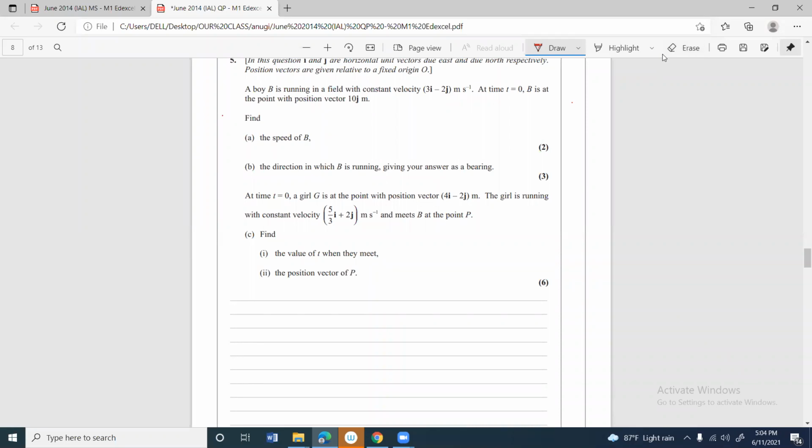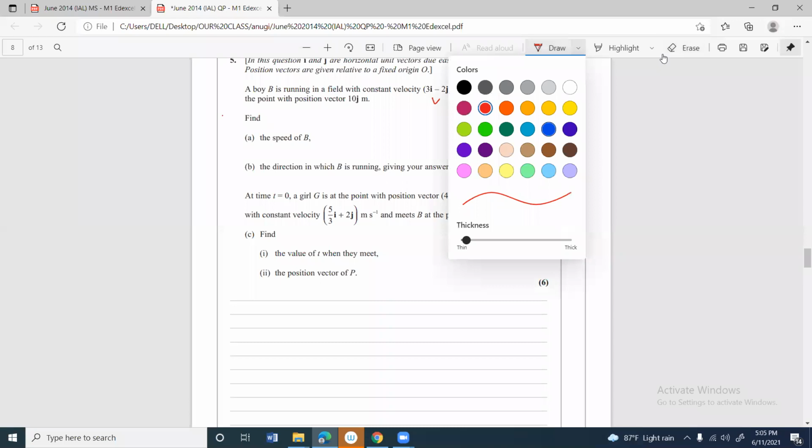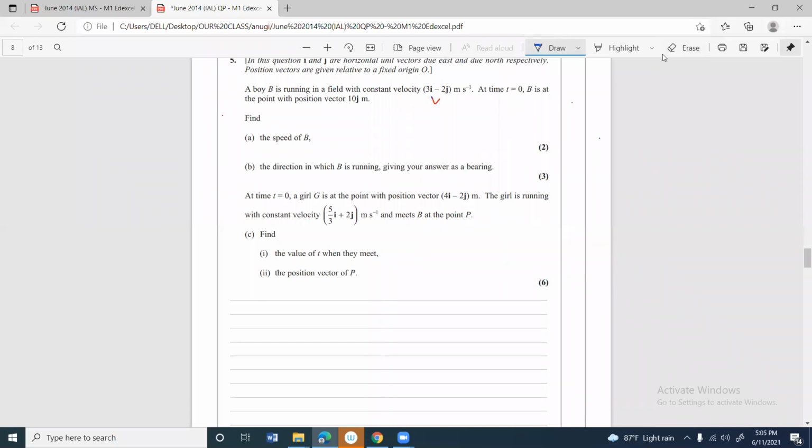A boy B is running in a field with a constant velocity of 3i minus 2j. At time t equals 0, B is at a point with a position vector of 10j. This is r_i, the initial position. The i component is 0, so the j component is 10. So this is what happens with it.